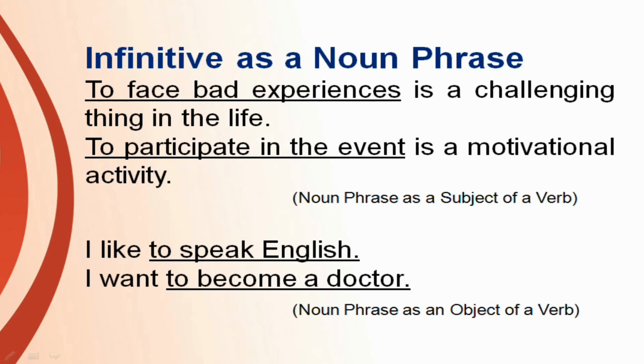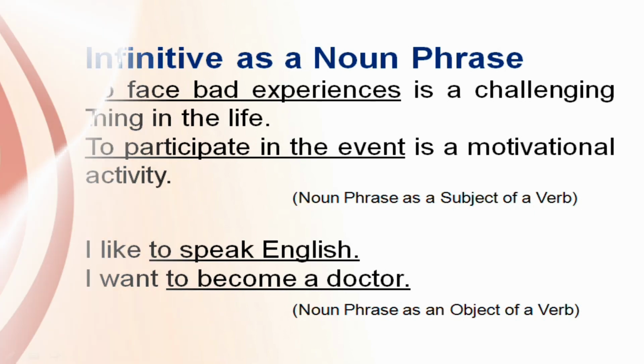Let's have another example. I want to become a doctor. To become a doctor is an infinitive phrase. This infinitive phrase started with to plus verb first form, determiner, article, and a noun, doctor. This infinitive phrase functions as a noun phrase because this infinitive phrase takes place as an object of the sentence, and the object of the sentence is always a noun phrase. That's why I call it an infinitive phrase, but it functions as a noun phrase. In this slide, I explained how an infinitive phrase functions as a noun phrase.